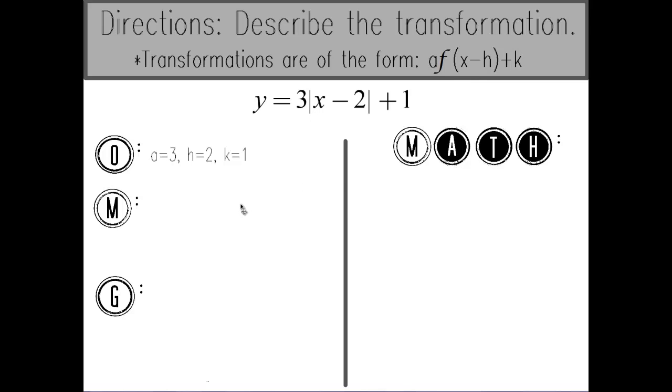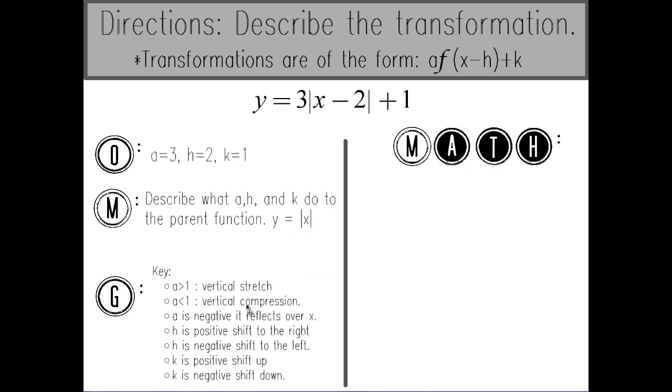Our mission is to describe what is happening. So describe what a, h, and k do to the parent function y equals absolute value of x. Our game plan is to know what a, h, and k all do to the problem. Since our a value is bigger than 1, we know the first thing that happens is that there is a vertical stretch. Since our h value is positive, if h is positive, we shift to the right.